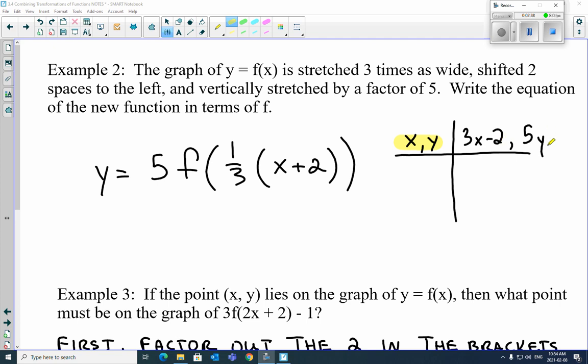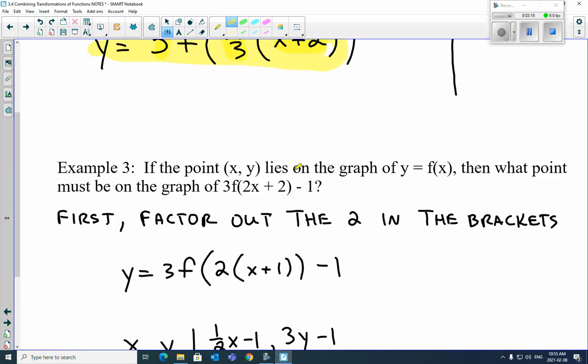What happens to the y? It's 5 times y. Now we have to translate this 3x minus 2 into what the equation looks like. Well, if it's 3 times as wide, remember it's 1 over b, so it's 1 over the 3. And this is x plus 2, because what number do we plug in there to make that 0? Minus 2, so that's our shift. And where do we get this 5 from? Well, the 5 goes out the front. So then we can create our new equation: y equals 5f(1/3(x plus 2)). Now, if we also had a vertical shift, that would be out the back here, either positive or negative. So it's not that bad. It's the x that's kind of backwards that you have to worry about.